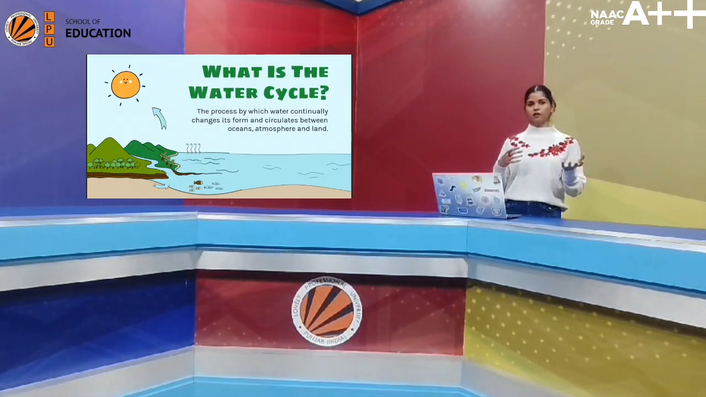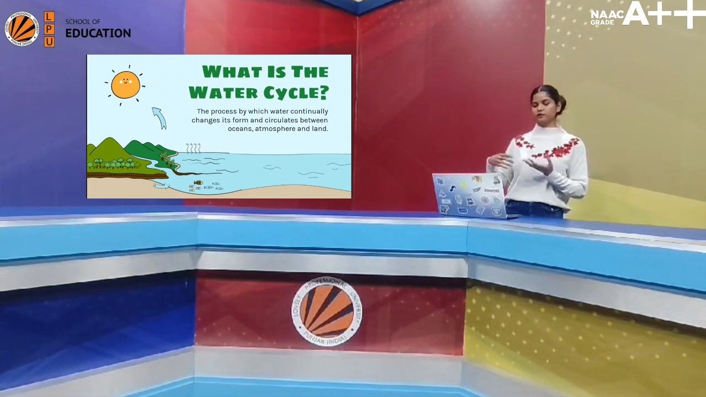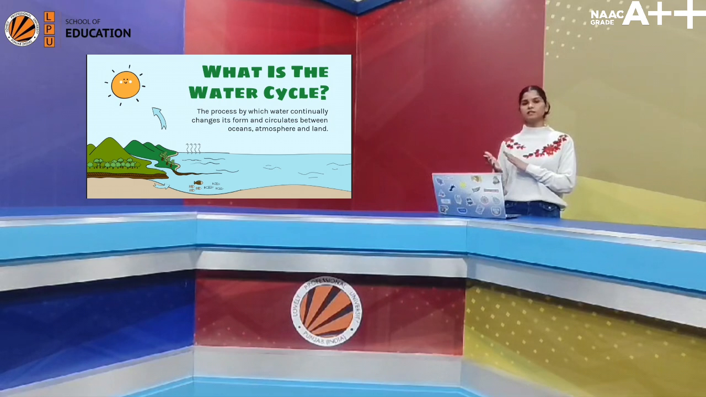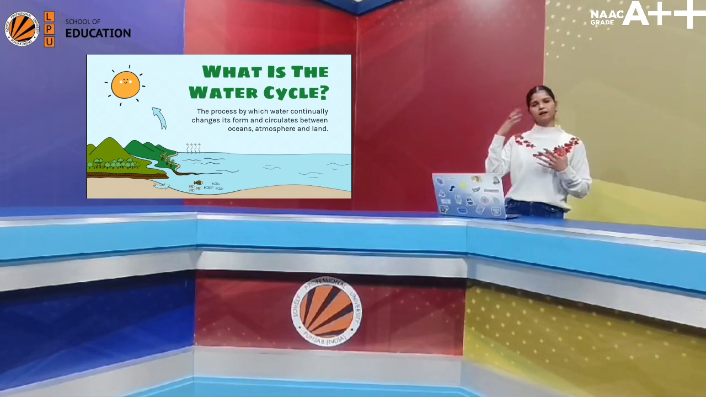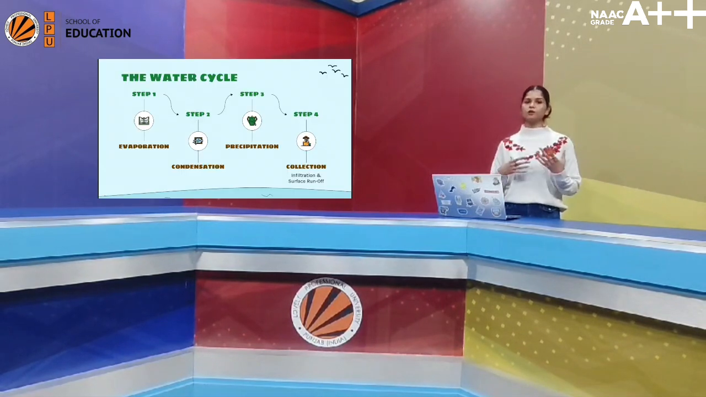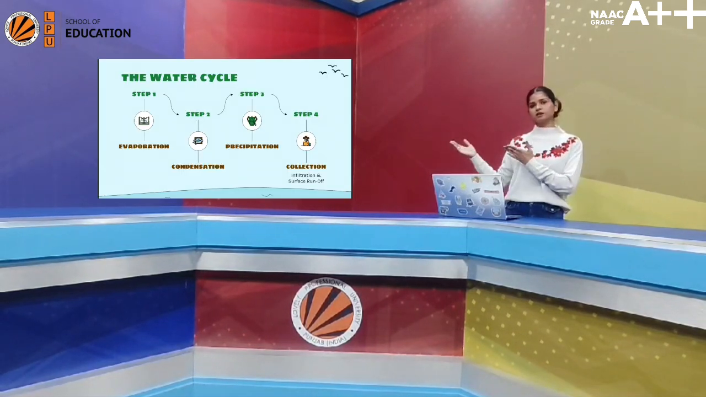Now, the next point is, what is the water cycle? On the screen beside me, you can see that it is the process by which water continually changes its form, circulates between the ocean, land, and the atmosphere. Now, like all cycles in nature, it has a lot of steps. And the steps are listed right beside me.